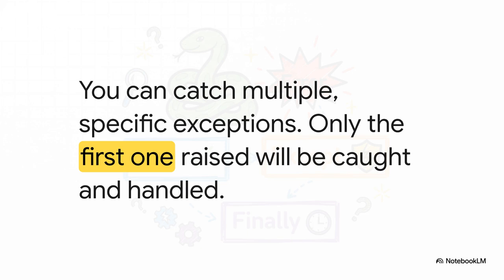First, it tries to turn the letters A, B, C into a number. That's never going to work. It immediately triggers a ValueError. The code jumps straight to the except ValueError block, and that's it. It doesn't even get to the next line to try dividing by 0. The first error that happens is the only one that gets caught.